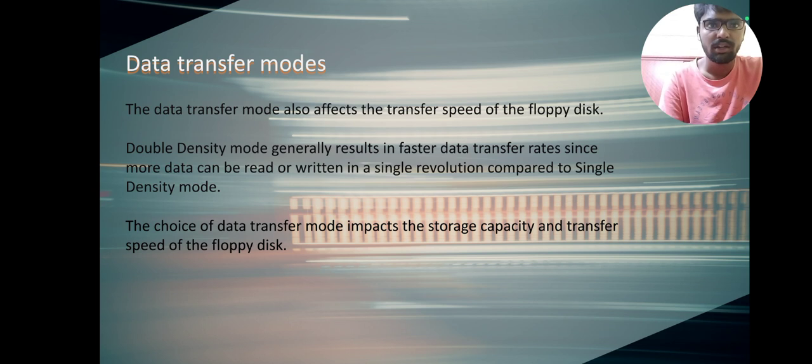The data transfer mode also affects the transfer speed of the floppy disk. Double density mode generally results in a faster data transfer rate, since more data can be read or written in a single revolution compared to single density. The choice of data transfer mode impacts the storage capacity and transfer speed of a floppy disk.